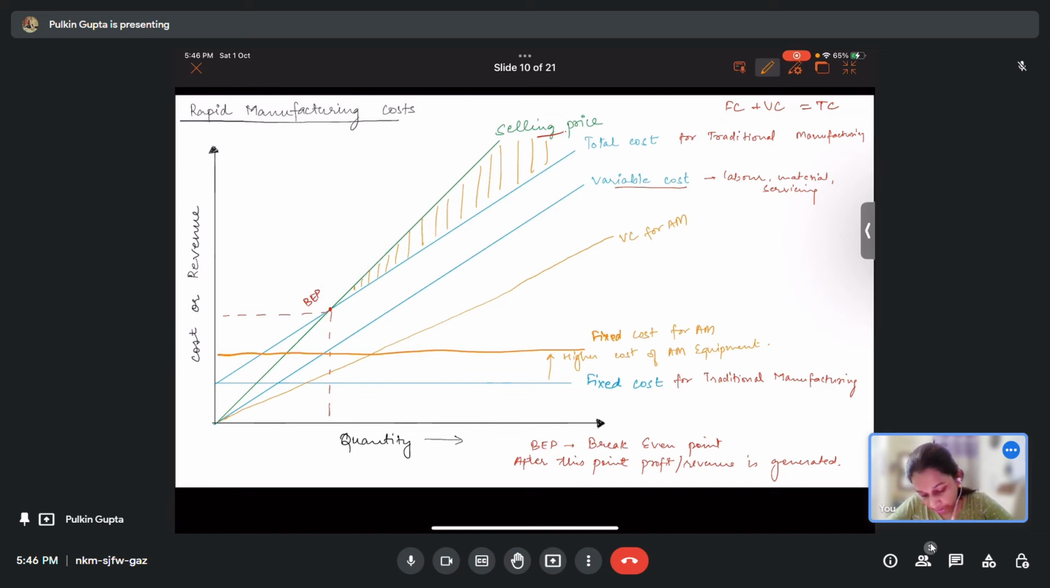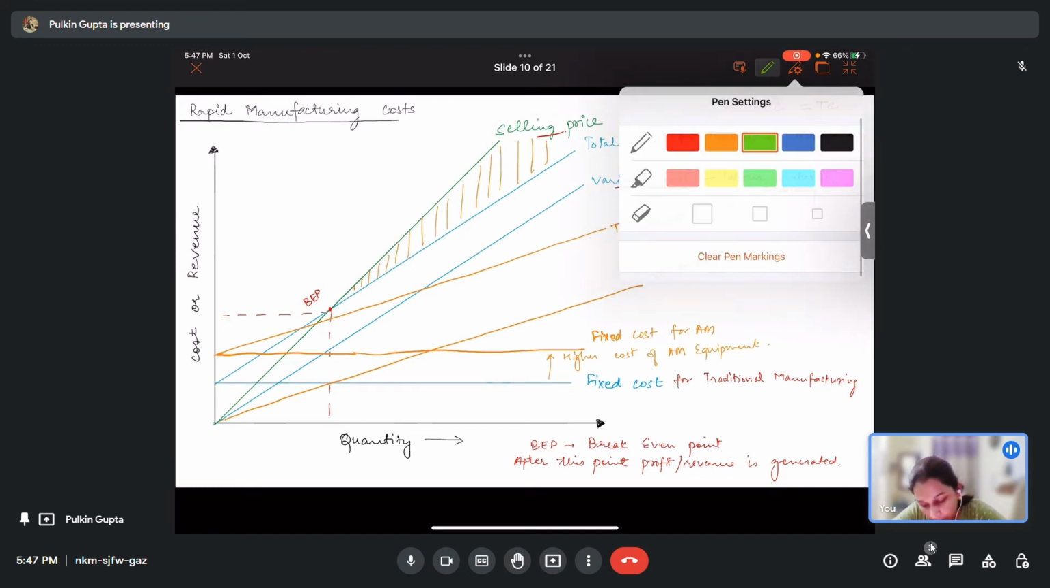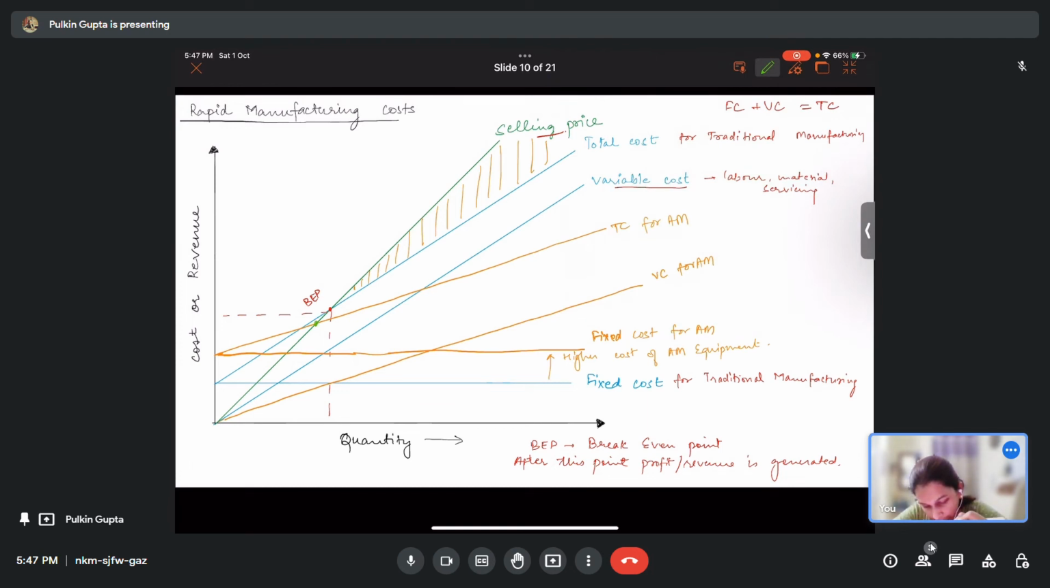Now, what will be your total cost? The sum of these. So this will be your total cost. Let me draw variable cost again. So this was your fixed cost, this is your variable cost for AM, so this becomes your total cost for additive manufacturing. Now you see your break-even point has reduced to this one. So this is your BEP now.